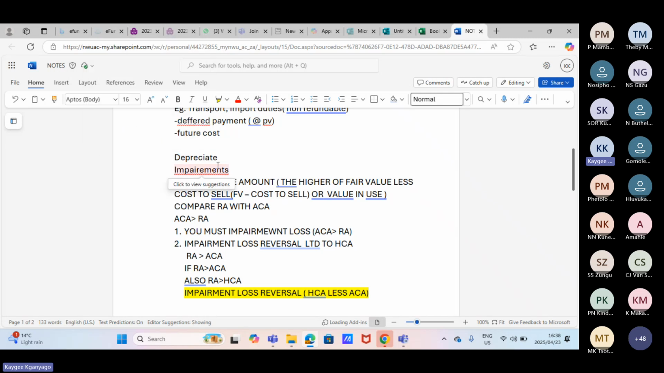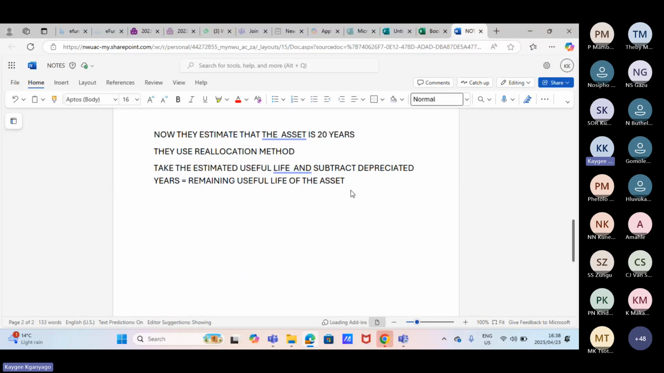All right. By the way, when I'm talking about this remaining useful life, what do I mean? You're going to depreciate the asset over this remaining useful life, but you no longer use the cost. What do you use? You use the carrying amount. You take your carrying amount and depreciate over the remaining useful life, not the estimated useful life as it is, only the remaining. And you no longer use the cost of the asset. You use the carrying amount of that asset to depreciate.